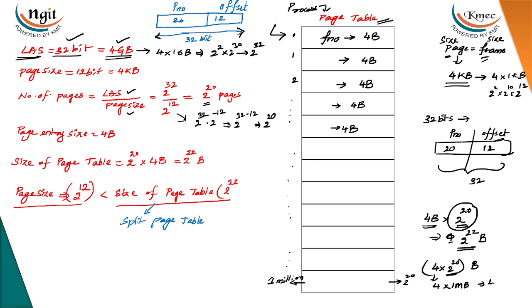So 4 into 1 megabyte, it will be 4 MB. So the size of the page table itself is 4 MB.